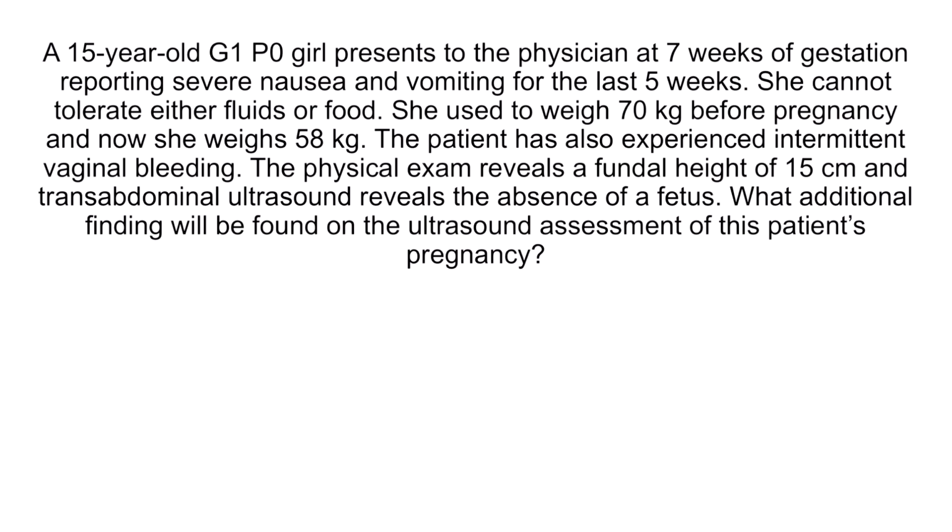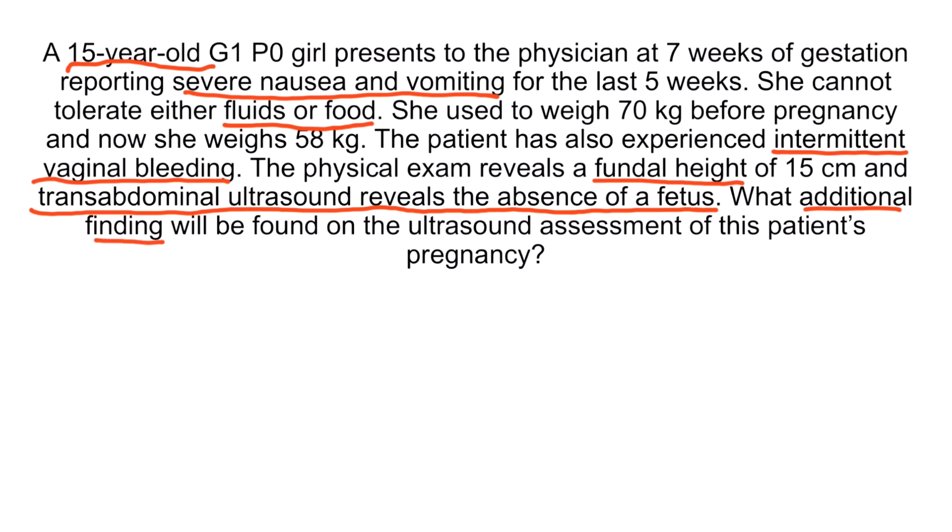All right, let's try a question. A 15-year-old G1P0 girl presents to the physician at 7 weeks of gestation, reporting severe nausea and vomiting for the last 5 weeks. She cannot tolerate either fluids or food. She used to weigh 70 kilograms before pregnancy, and now she weighs 58 kilograms. The patient has also experienced intermittent vaginal bleeding. The physical exam reveals a fundal height of 15 centimeters, and transabdominal ultrasound reveals the absence of a fetus. What additional finding will be found on the ultrasound assessment of this patient's pregnancy?